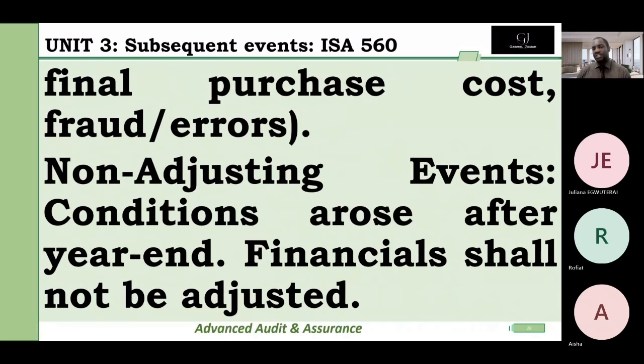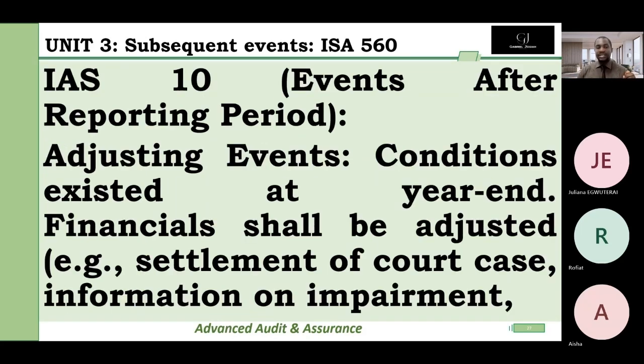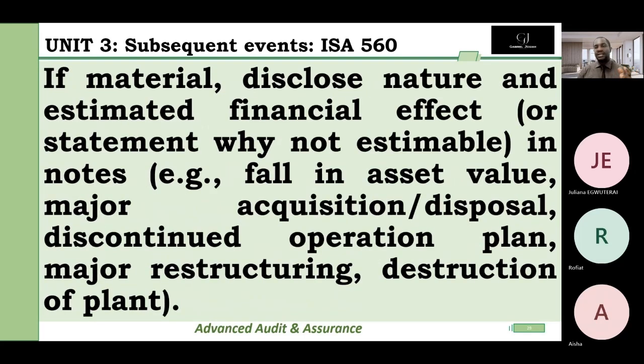We also have non-adjusting events, conditions that arose after the year end, and the financials shall not be adjusted because they've been signed off. It's very important to understand the implication of adjusting events and non-adjusting events, and also the materiality. If they are material, we need to disclose the nature. Whether adjusting or non-adjusting, we need to understand the materiality of these events and how they impact the financial statements.